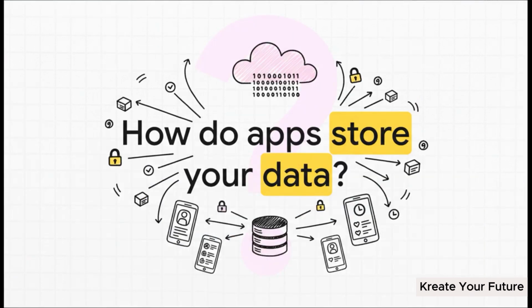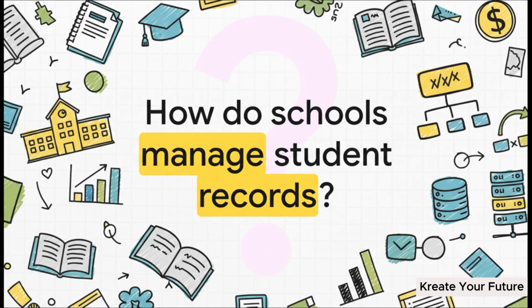Okay, let's kick things off with something you do every single day. Think about your favorite app on your phone. Ever just stop and wonder, where does all your stuff actually go? How does it just know your preferences, your history, everything about you instantly? Or hey, let's think a little bigger. How about a college or a university? How in the world do they keep track of thousands and thousands of student records, all their grades, their class schedules, all at the same time without it just becoming a complete mess?